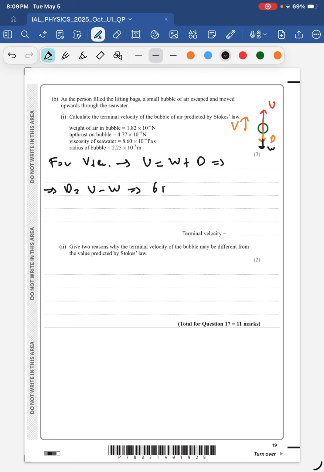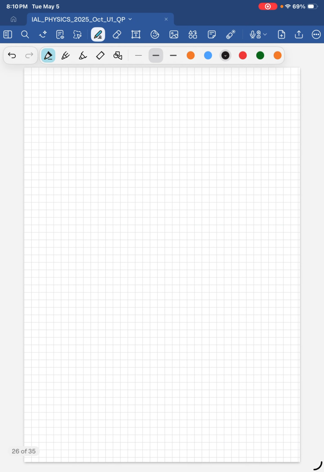Now the drag force is 6 pi times the viscosity times the radius times the velocity, and this is equal to the upthrust minus weight. So the velocity is going to be upthrust minus weight over 6 pi times the viscosity times the radius. Okay, and I'm gonna move back to a clean page.